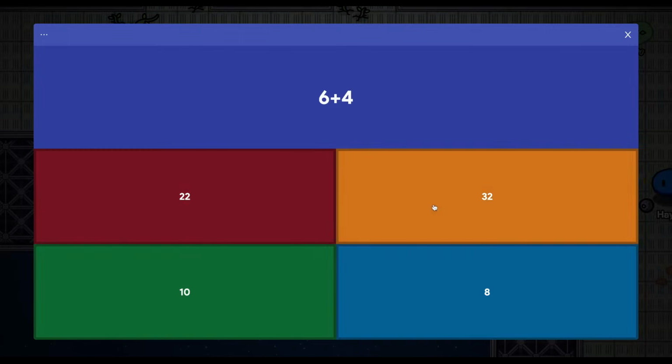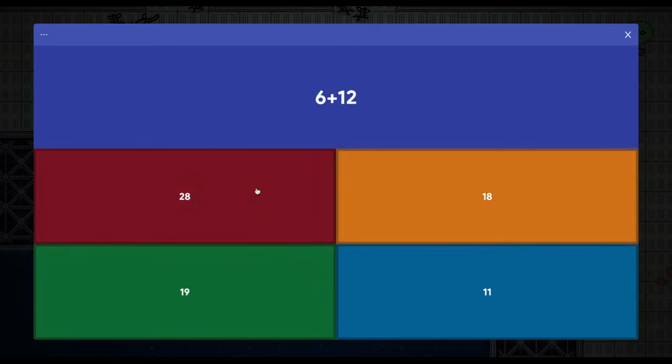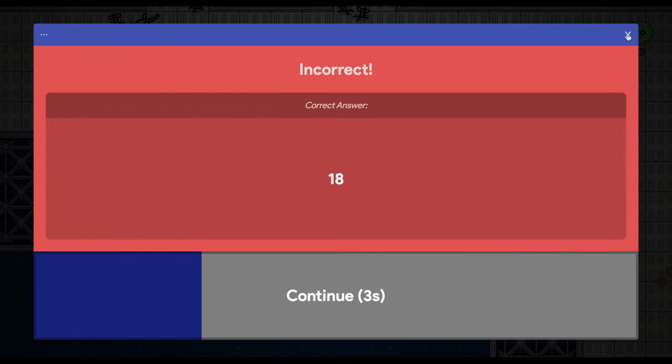This way of gameplay is just an awesome option to gamify your classroom. Of course, this can be any question set, so it doesn't have to be math. These could be reading question sets, these could be science, social studies, whatever question set you want it to be.